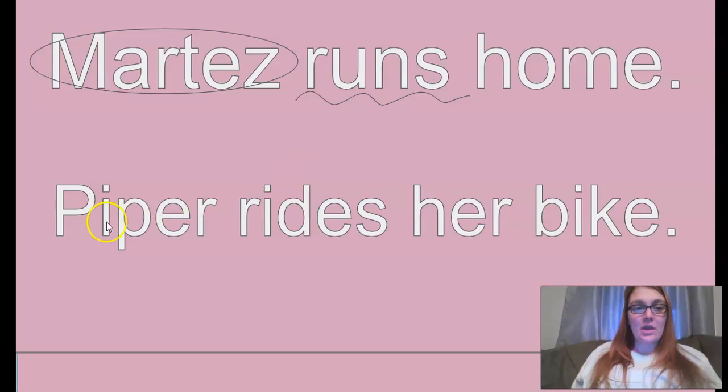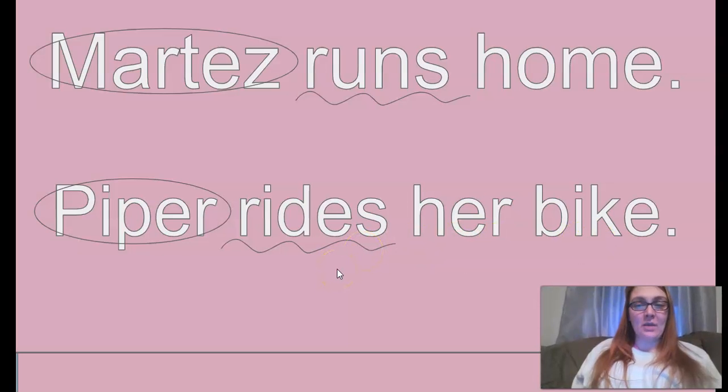Good job. Okay, sentence number 2, Piper rides her bike. Okay, so which one is the proper noun? Good, Piper. And I'm specifying proper noun because home and bike are also nouns, but we're just looking at the proper noun. And what does Piper do? What is her action? She rides, right? She's riding on her bike. So again, rides and runs are the two verbs, and we're underlining them with a squiggle line.